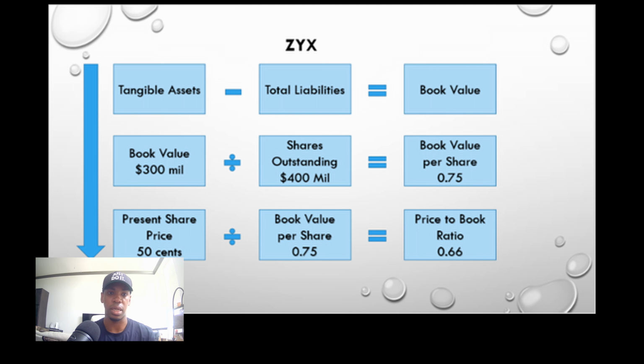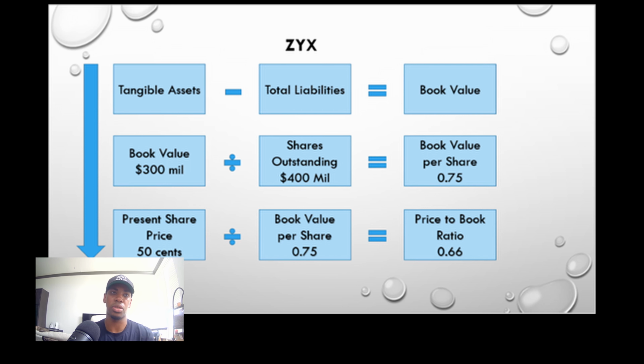Okay. So as an example, let's say company ZYX has a $200 million market cap and a $300 million book value. And there's 400 million shares outstanding. And they are currently trading for 50 cents each. Okay. ZYX has a PB ratio below the number 1. So, considering that its book value is higher than its market value, it is probably underpriced.